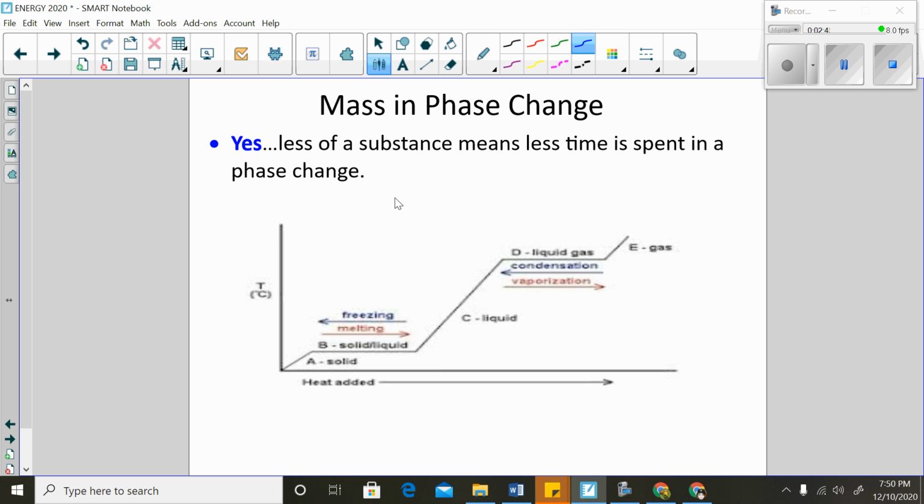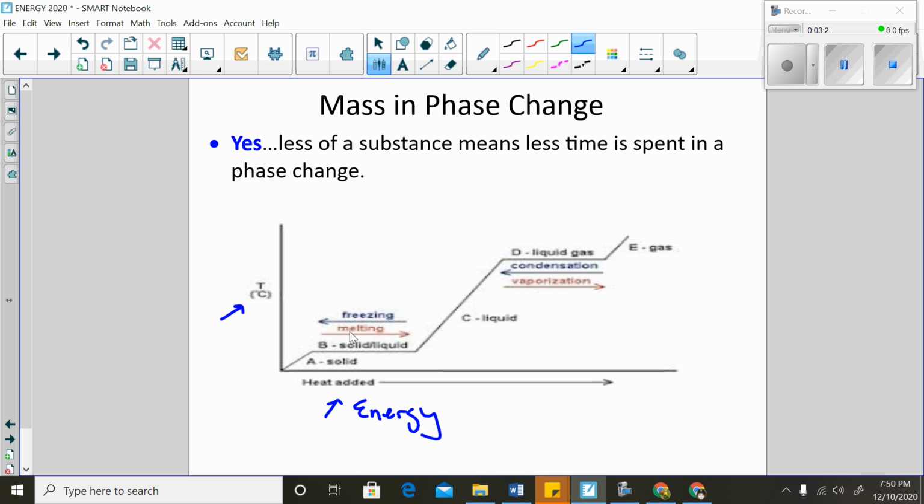Now, this should look familiar. This is a phase change diagram or a heating or cooling curve, right? So on the y-axis, you had temperature. And then on the x-axis, we looked at time originally, but here you could have the heat being added. Okay, and what is heat referring to? Heat is referring to energy, right? So now we're going to connect our phase changes to energy.